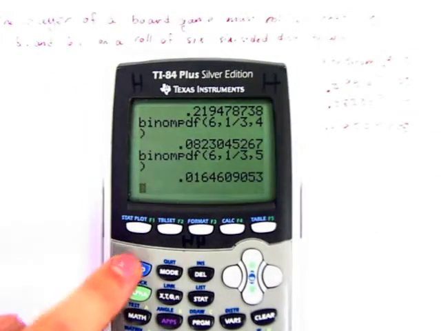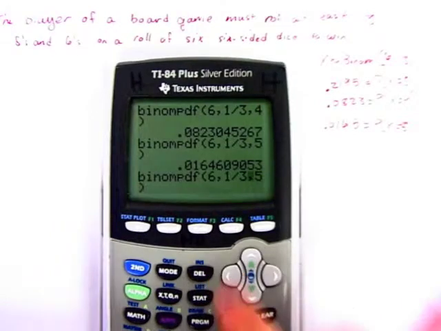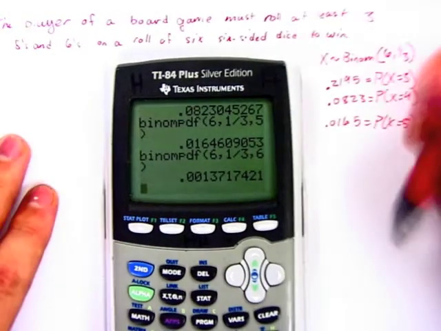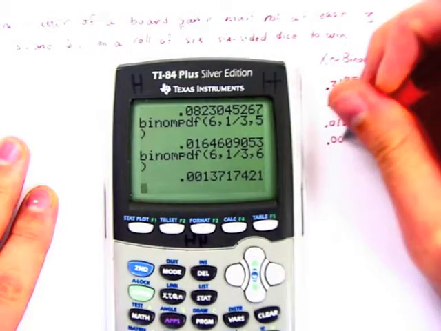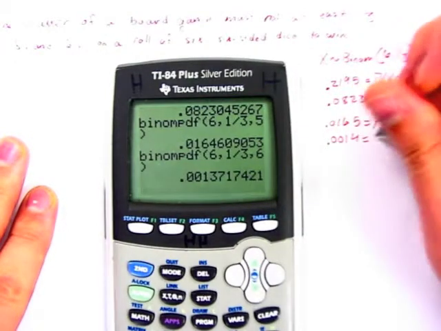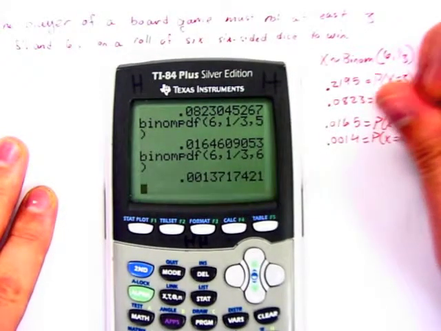And then last one, we're going to change that to a 6. And that's 0.0014. It's the probability that X is equal to 6.